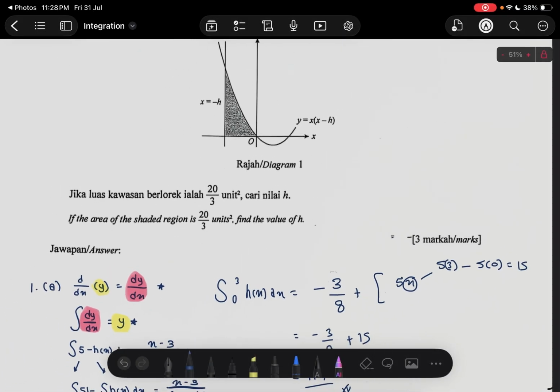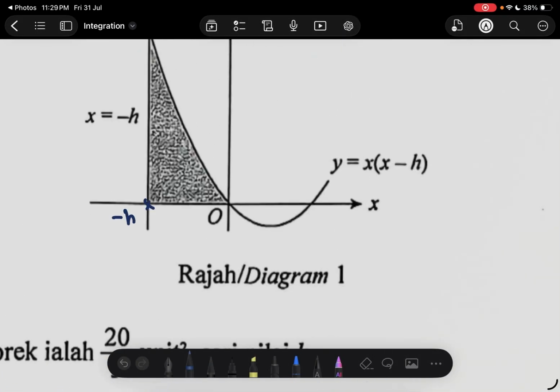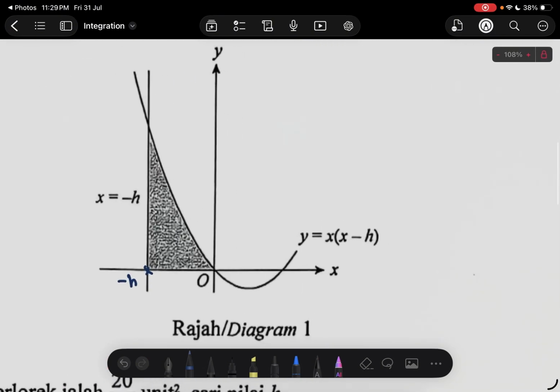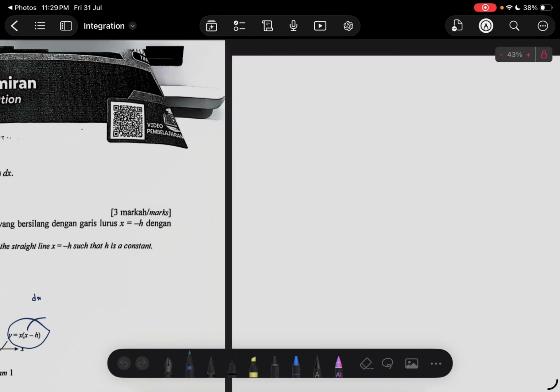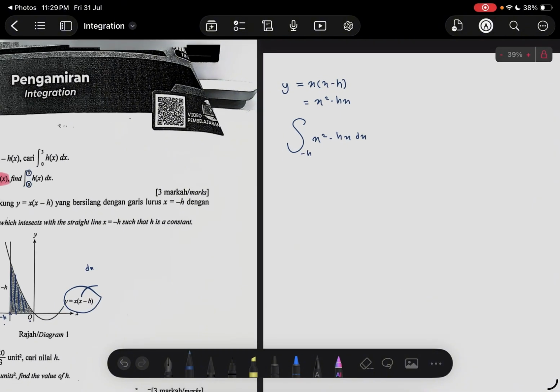Okay, so next question. They basically want us to integrate the equation y from the x-axis, and our lower boundary would be negative h to 0, because the area of the shaded region is equal to 20 over 3. So when we integrate that part, we get h.